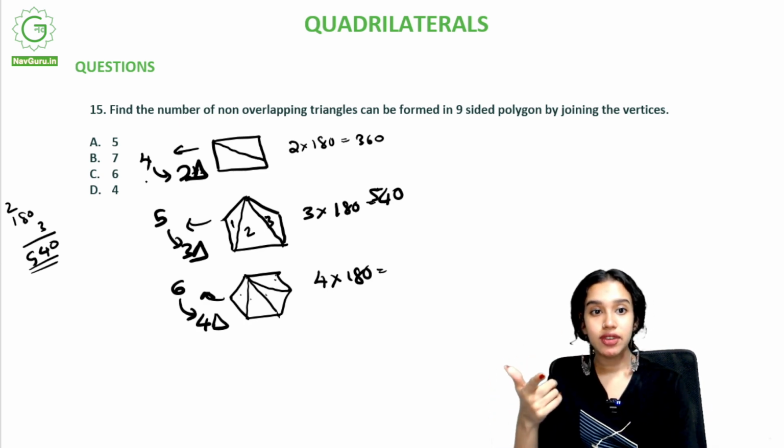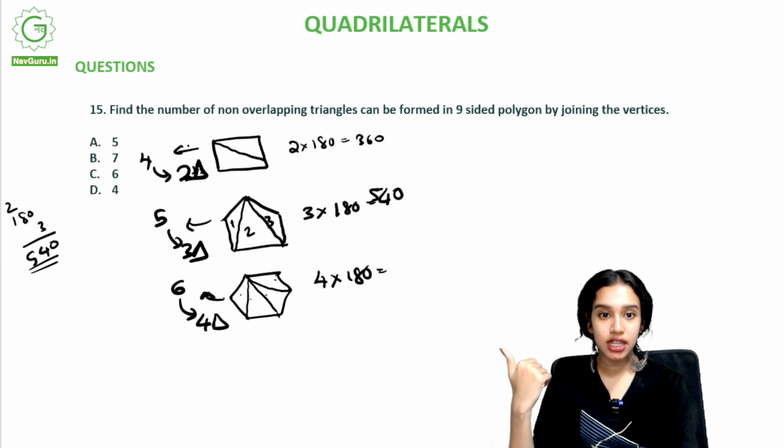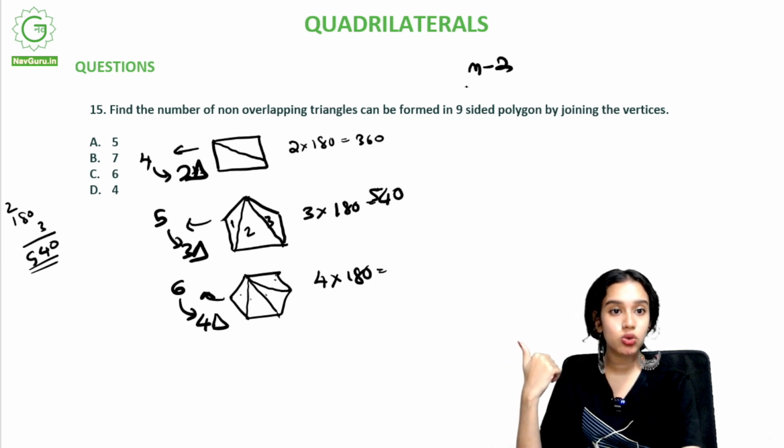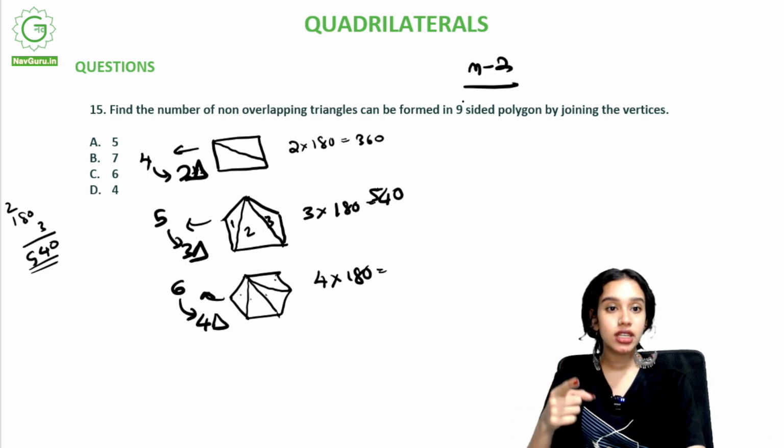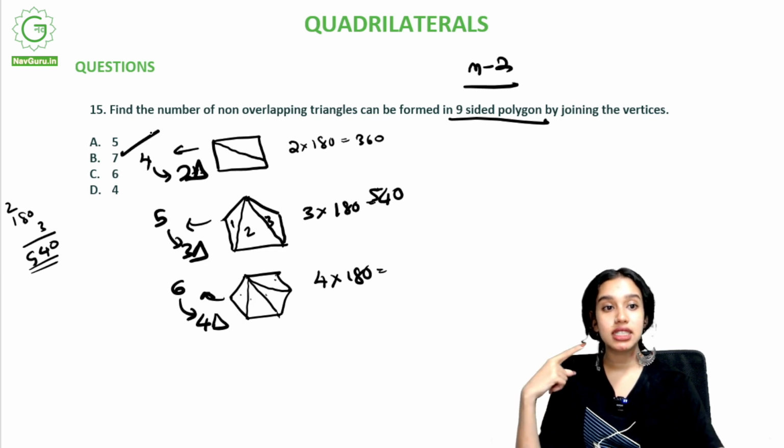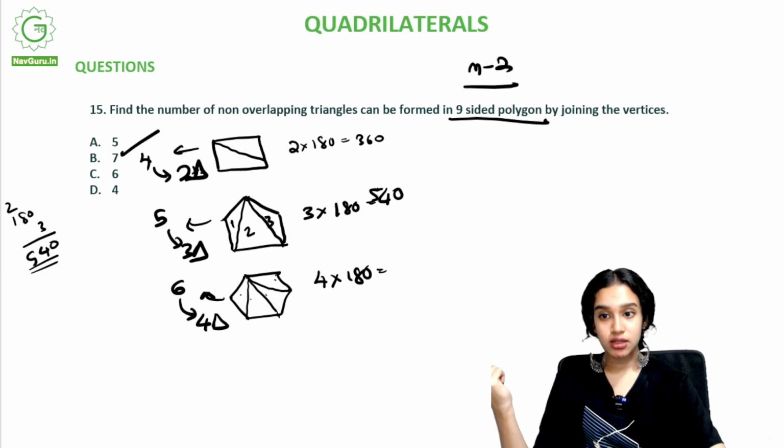That is, if an n-sided polygon is there, we will get n minus 2 non-overlapping triangles. So here we have a 9-sided polygon, so we will have 9 minus 2, that is 7 triangles.